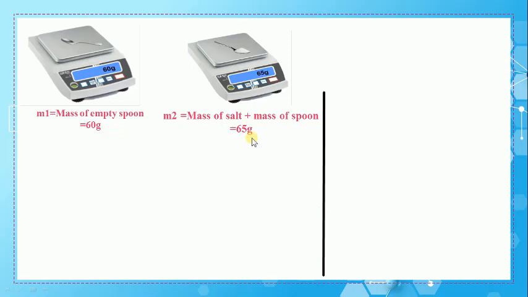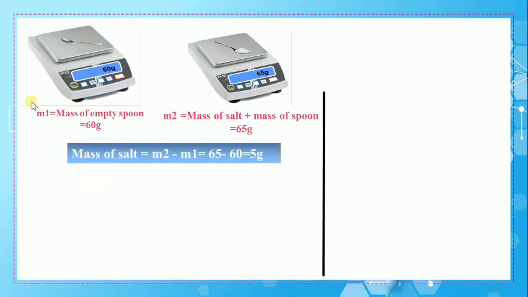But what is the mass of salt? Very good. To find the mass of salt, we are going to subtract M2 minus M1. So the mass of salt is equal to M2 minus M1, 65 minus 60, which is equal to 5 grams. So each spoon carries 5 grams of salt.